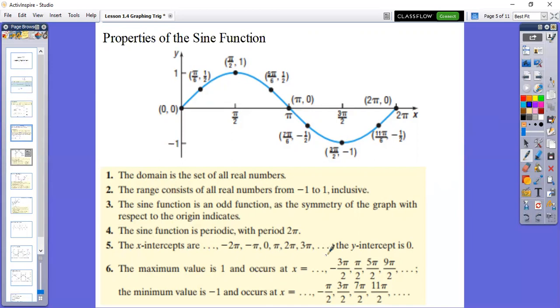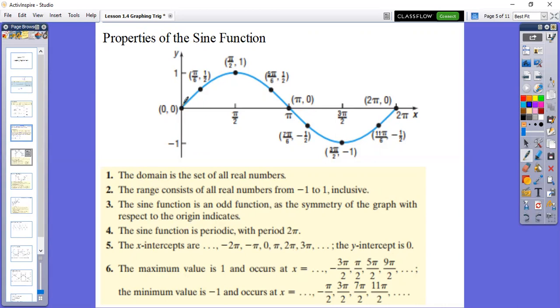We didn't talk about x-intercepts, but the x-intercepts are negative 2 pi, negative pi, 0, pi, and so on. And those happen when the output is 0, which in each one of these cases, the output of sine is 0. The y-intercept is 0 because when I have an angle with a measure of 0, the y value on the unit circle is 0. So the y-intercept is 0. And then everything else we've already talked about why it makes sense.